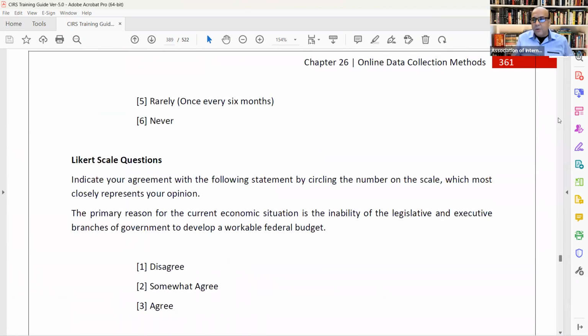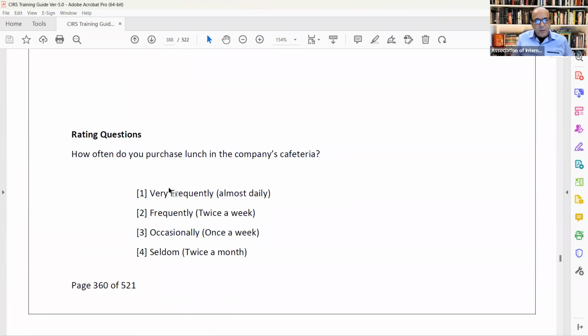Rating is more of a qualitative nature. As you can observe, rating: very frequently, almost daily; frequently, twice a week; occasionally, once a week. So all these are rating questions, where you are basically rating something which is more descriptive, or it could even be personal preferences or opinions that are not exactly answered in numbers. So these are rating questions.